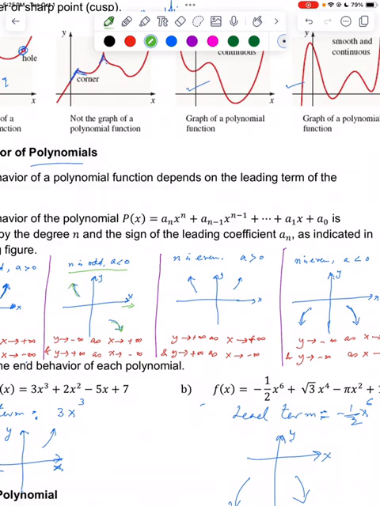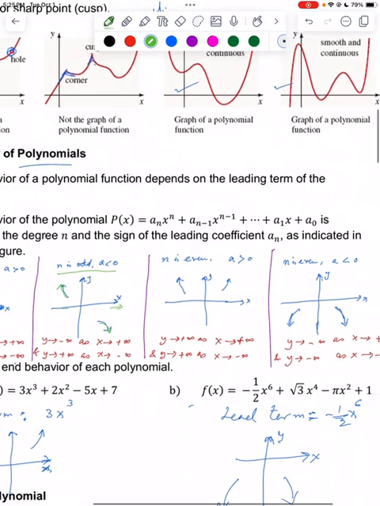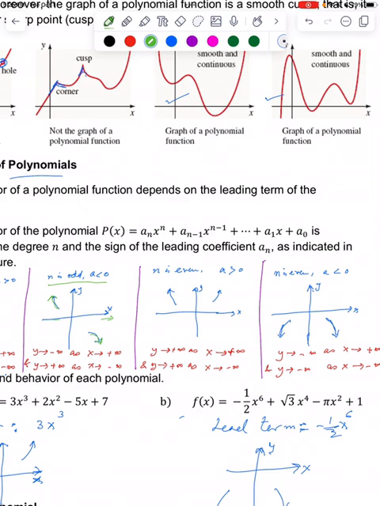In the next one, we have that n is even. So if n is even, then it will behave like a parabola. So when a is greater than 0, the leading coefficient is positive, on both sides the graph will be going up. And if a is less than 0, the lead coefficient is negative, then on both sides the graph will keep going down, down, down. You can see it with the infinity I have written there.